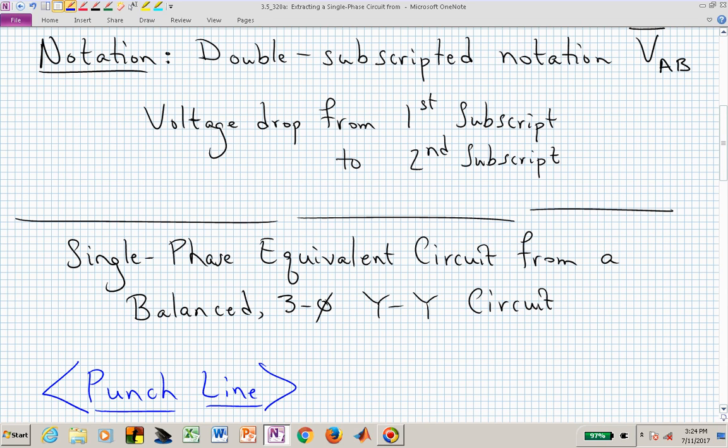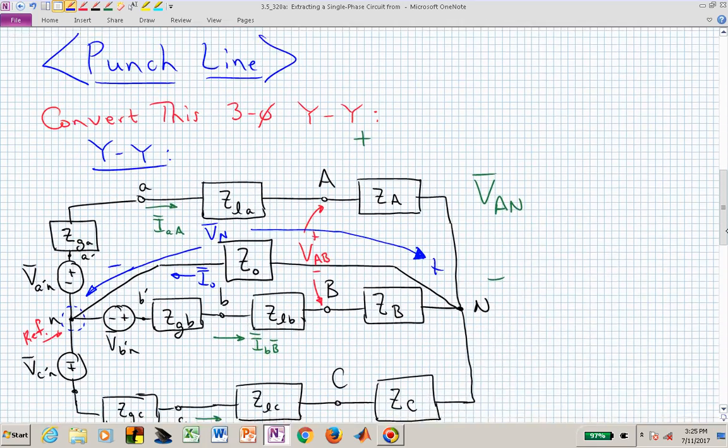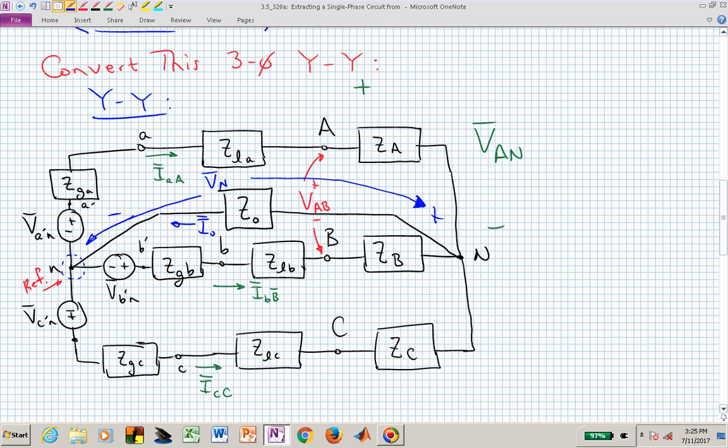Let's just go ahead and give you the punchline of what we're doing. We're beginning with a three-phase balanced YY circuit. All of these similarly subscripted Z's are equal to each other, so the A, B, and C's are equal. And I've also introduced a neutral conductor, which in this case could have an impedance Z sub 0 in that neutral conductor. And I've tried to label the different currents and voltages.